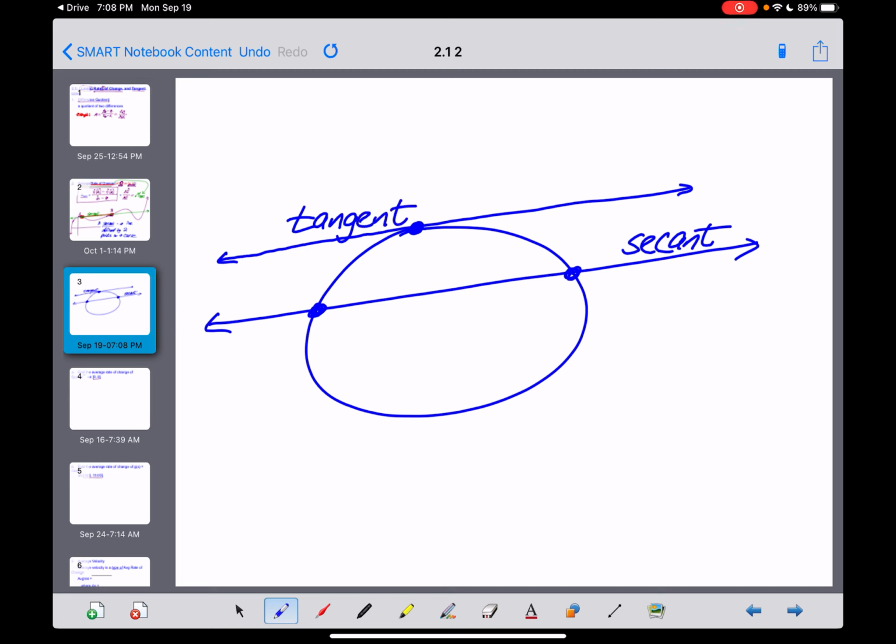Now, for that reason, a lot of people make it through geometry and Algebra 2 and pre-calculus thinking that the definition of a tangent is a line that crosses a curve exactly once. And that's what happens in this example. They also think that a secant is a line that crosses a curve exactly twice. And that's what happens also in this example.